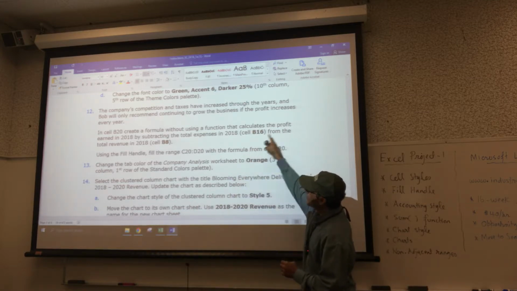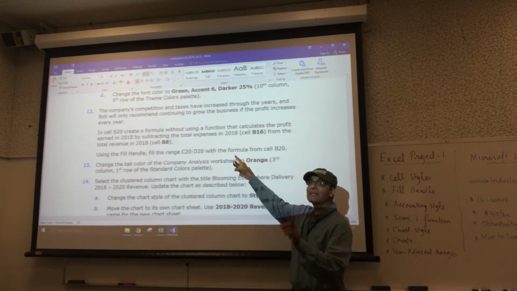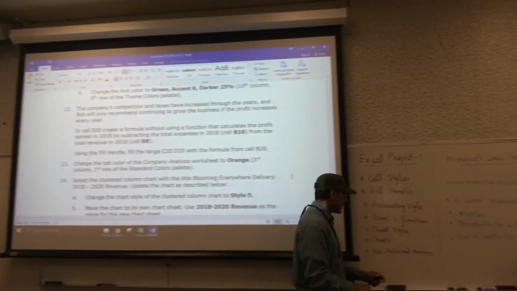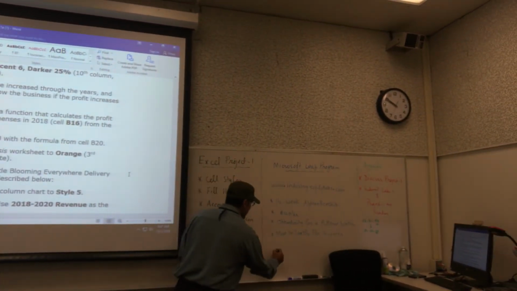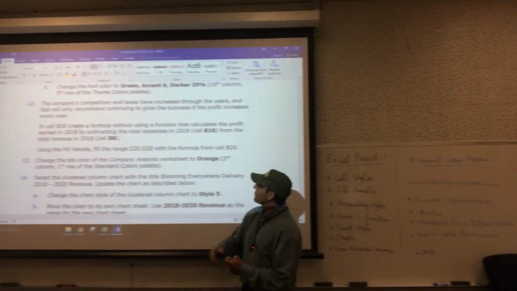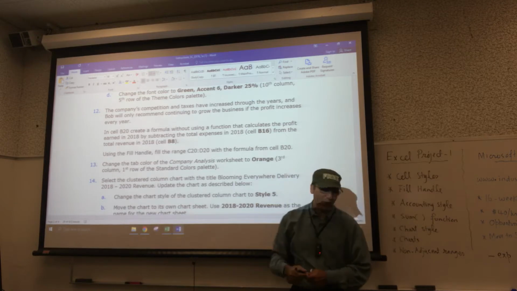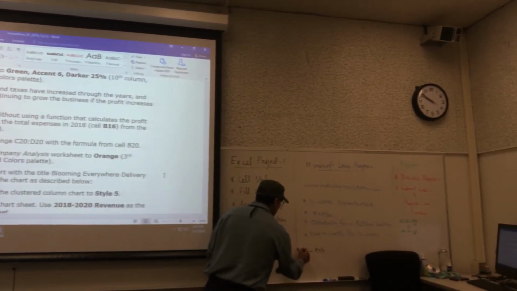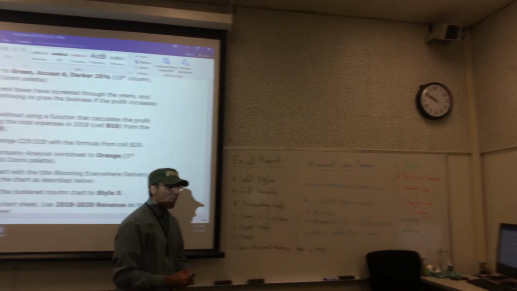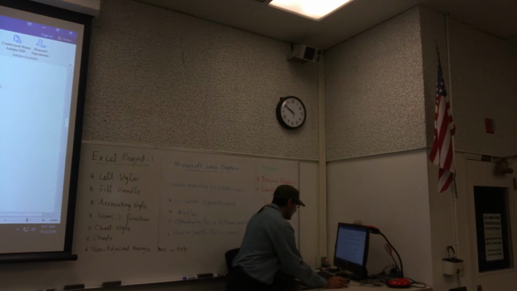It says calculate the profit in 2018 by subtracting the expenses. Remember, subtracting the expenses, so don't do it the other way around. Subtracting the expenses from what? Expenses are in B16, from the total revenue. Revenues are basically your earnings. So revenue minus expenses. So let's see if we can do it. So we go to B20. So I go to B20 right here.